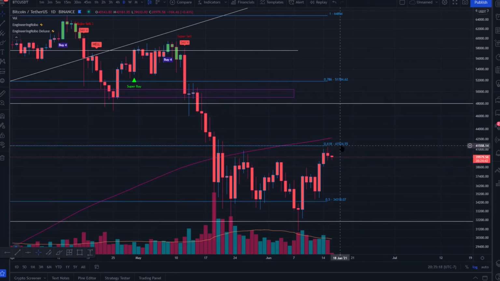If we fail to break that Fibonacci line, then we could find our way all the way back down to potentially that 0.5 Fibonacci line at 34,300. Although I do suspect a higher low to play out, and support was likely to be found between 37k and 38k I believe, is going to be a nicer low that we might find interaction with to confirm this breakout forward.